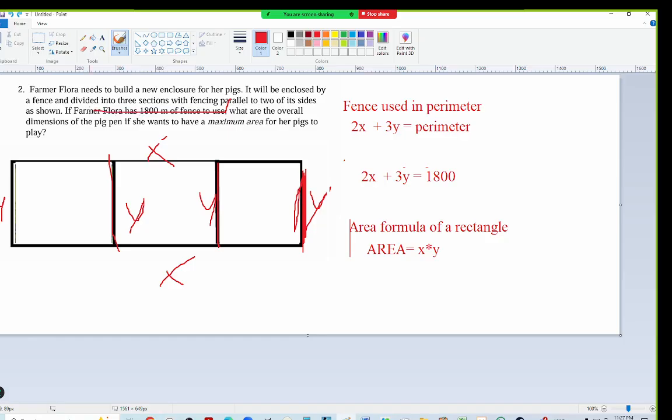They always ask at the end. What is the overall dimensions of the pig pen? So these are dimensions. If you want to have the max area, maximum area, what have we been working with over and over again? Maximum for a vertex for a parabola, right? So we're probably going to have to come up with some sort of parabola formula.